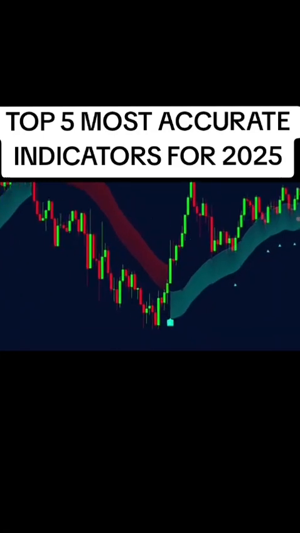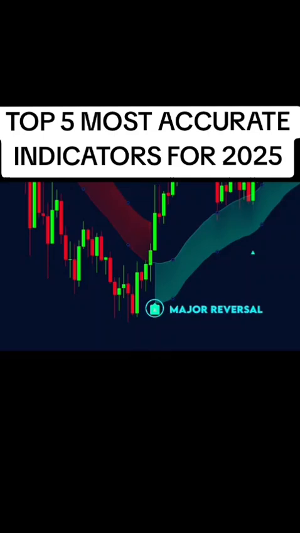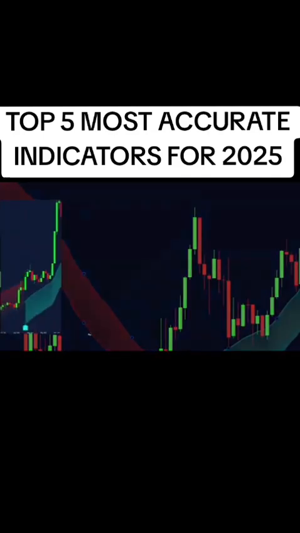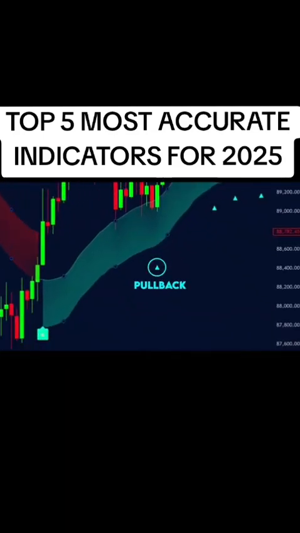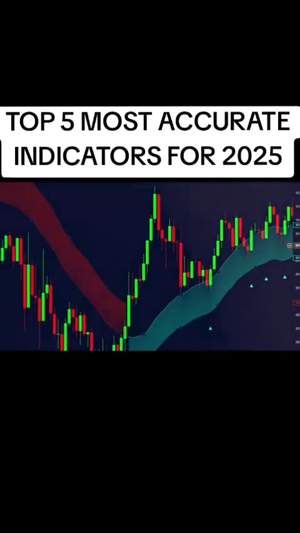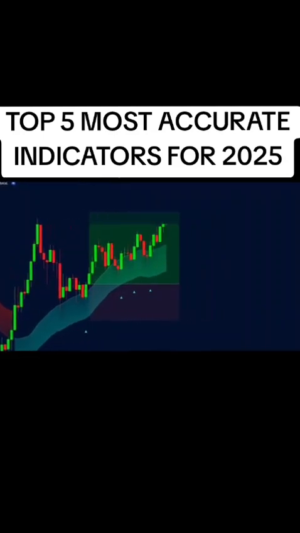The indicator gives you 2 distinct types of entry signals. First are the major reversal signals. These big arrows appear at key trend change points, green for buy opportunities and red for sells. Second are the pullback signals. These smaller arrows appear during corrections in the main trend. They're perfect for adding to winning positions or getting in if you miss the initial move.